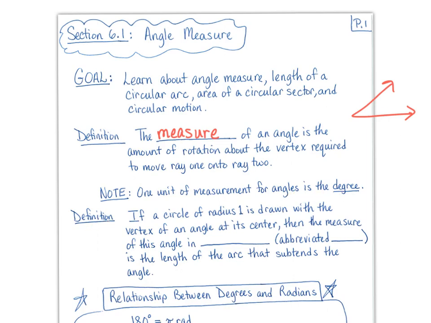So definition. If a circle of radius 1 is drawn with the vertex of an angle at its center, then the measure of this angle in radians, also abbreviated as rad, is the length of the arc that subtends the angle. Okay? So we've talked about the unit circle. How to go from 0 to pi over 2 is in radians. How to go from 0 to pi over 4, that's in radians as well.